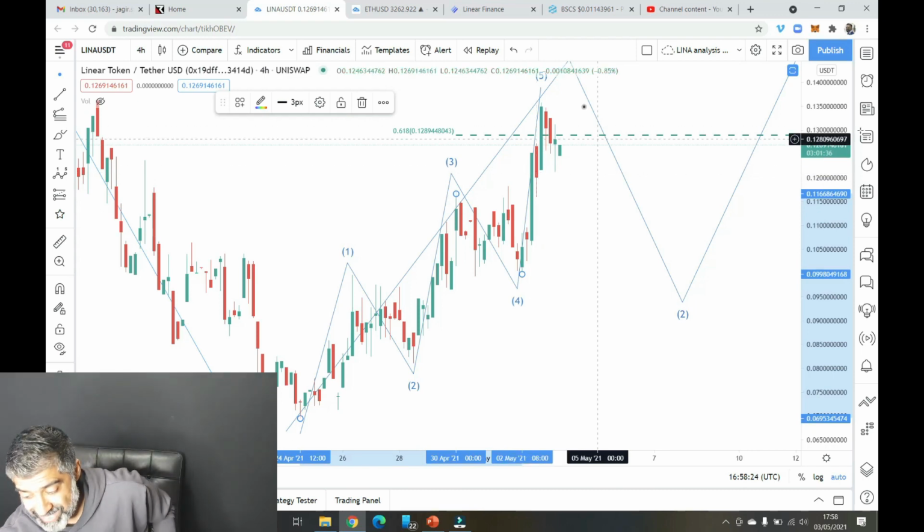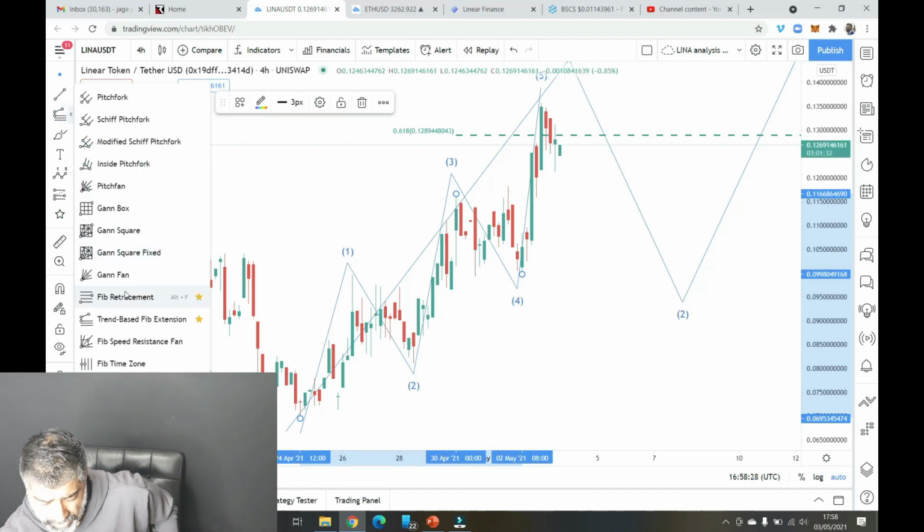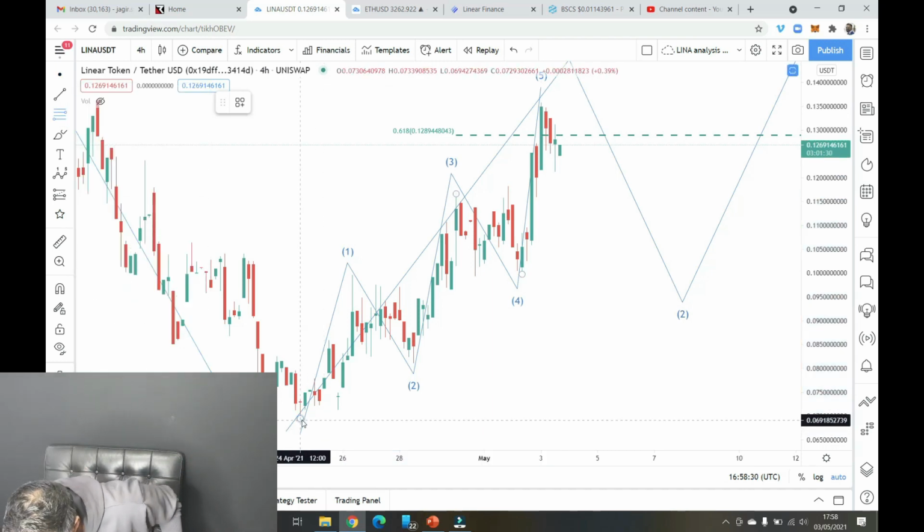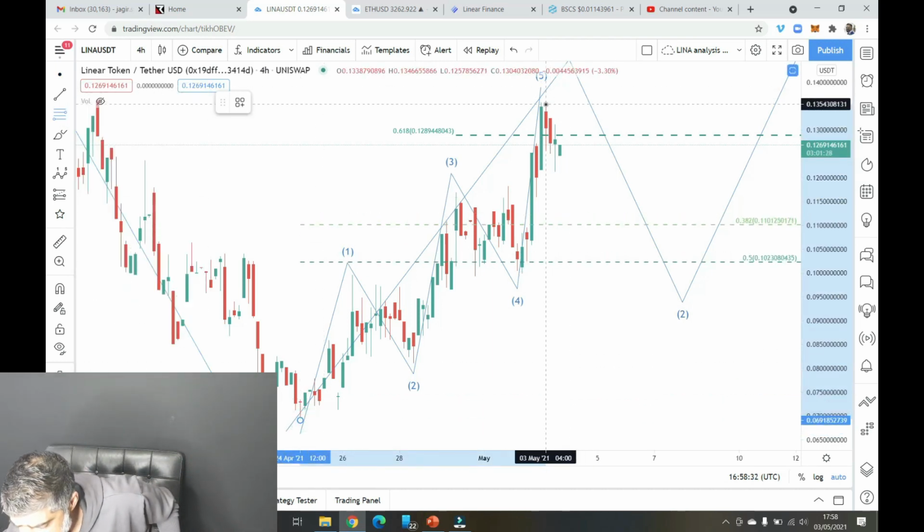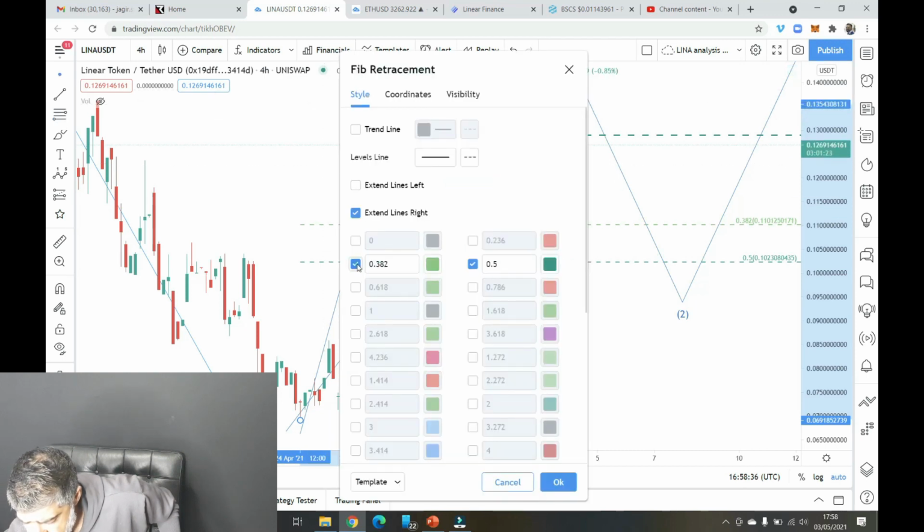So what should we anticipate? Well, if this does turn out to be a wave 5 high, typically what you'll get is a 50% retracement. So if I just go from here to here, and I'm just going to adjust this to 50% to 78.6%.